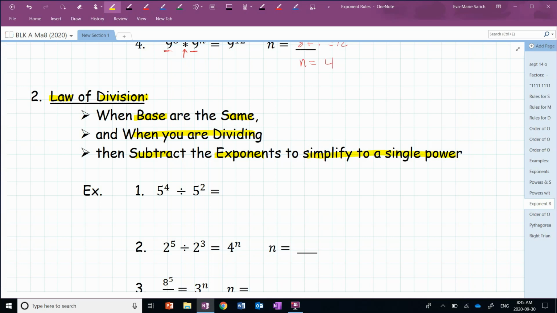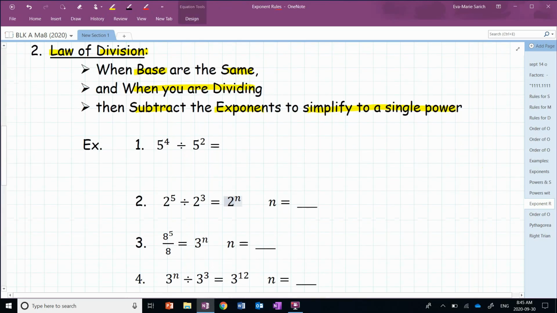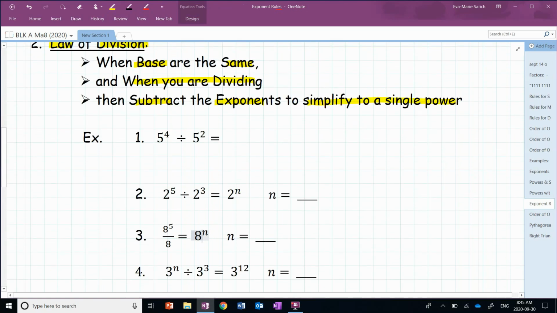Let's look at the first example here. Sorry, folks, I see a few errors here. Okay, so let's go to the first example. Again, we are dividing here, and bases are the same. We've got a 5 and a 5. So that means we're going to subtract the exponents. You keep the same base. A common mistake is to go 5 divided by 5 to give you a base of 1, but the base stays the same. Then you subtract your exponents, so 4 take away 2, and this is going to give you a final answer of 5 to the 2.